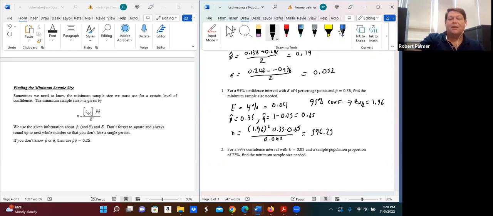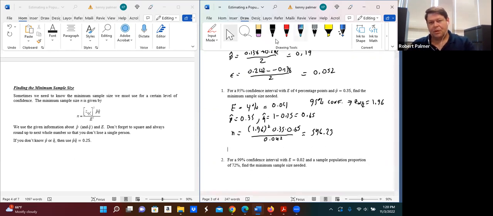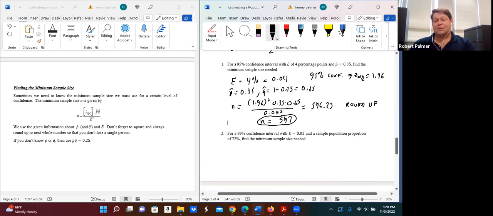And one thing we also want to say here is that when you're doing these, you always want to round up, because to maintain that confidence interval, you need more numbers. To maintain your confidence, you need more rather than fewer. Okay, so round up. And so n needs to be 547. Okay, you need at least that many. This is a minimum sample size. So if you can go more, that's better, but that's a minimum sample size.